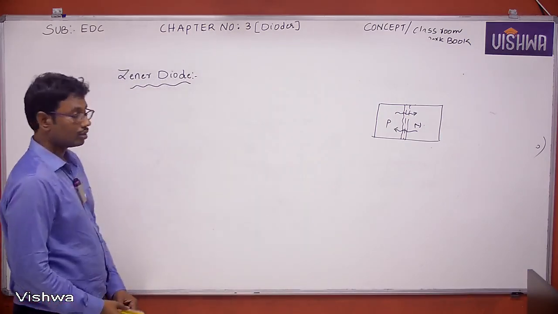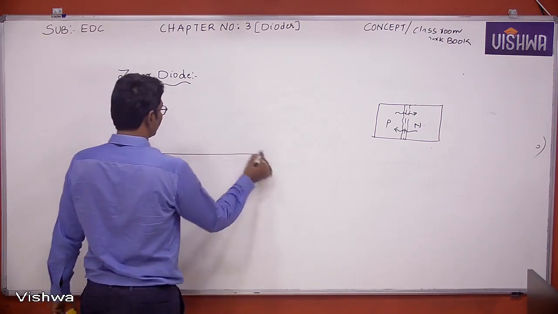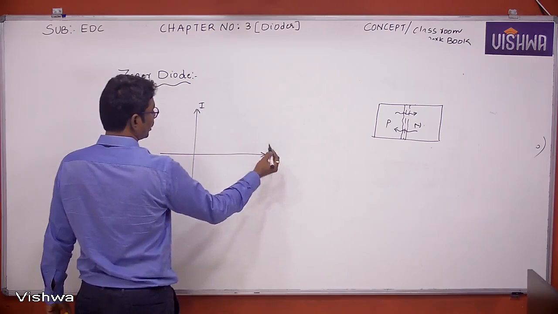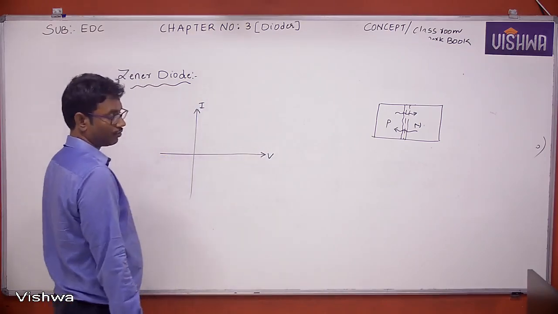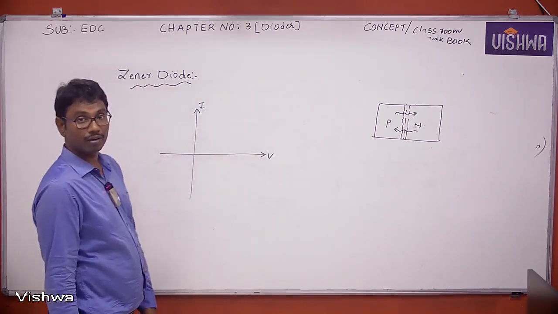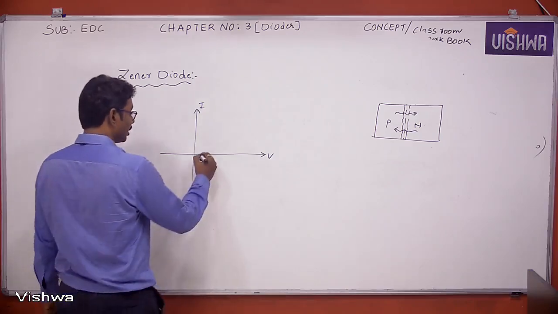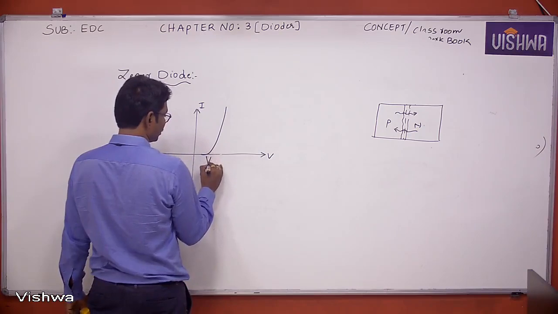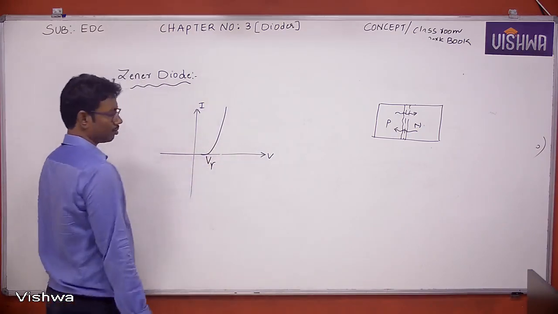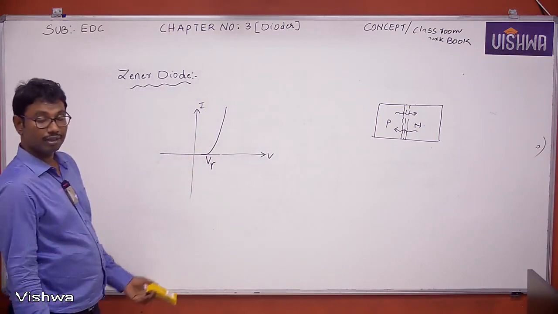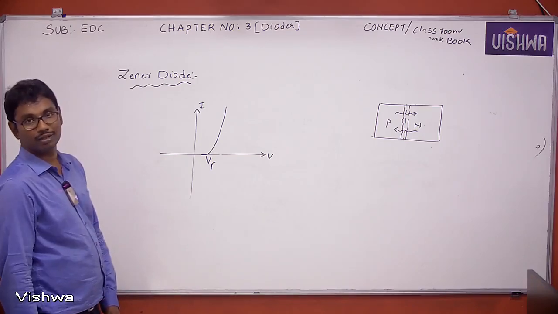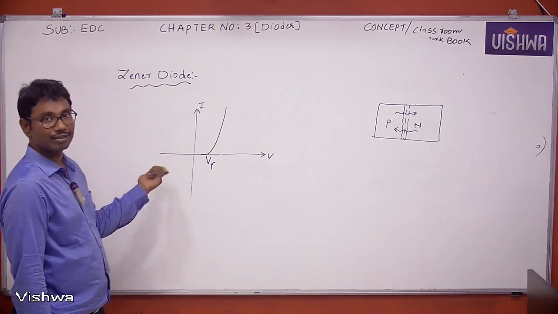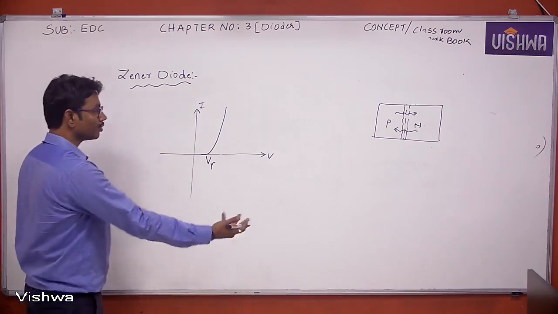And one more. See, coming to the operation of Zener diode, the IV characteristics. When the Zener diode is operating in forward bias, what about the IV characteristics? The IV characteristics are similar to normal diode characteristics, like this. Because in forward bias there is no problem here. Whatever characteristics a normal diode has, the Zener diode has the same.